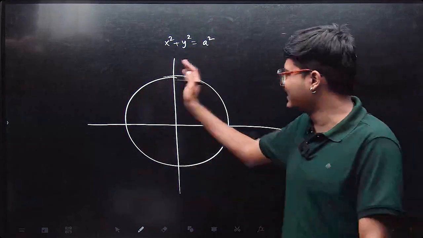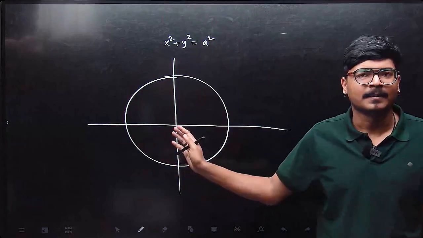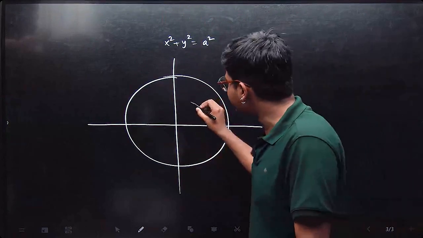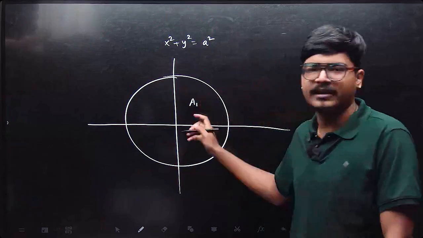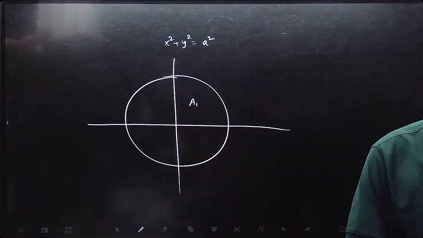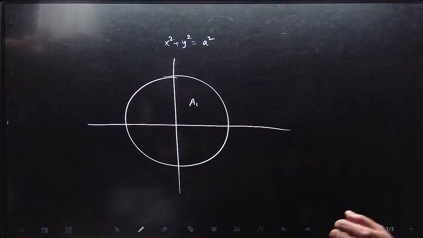For example, this circle is highly symmetric, right? It's symmetric with respect to both the x-axis and the y-axis, which means if I can just find out the area of the first quadrant, I can multiply that by 4 to get the overall area. Yes or no? Does that make sense? So you have to use these shortcuts, right?